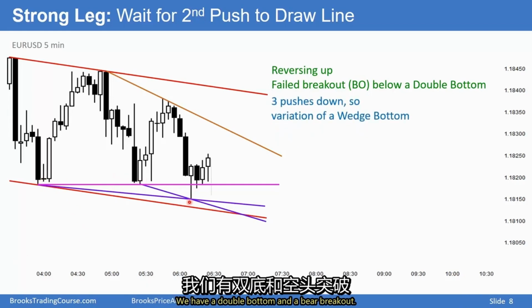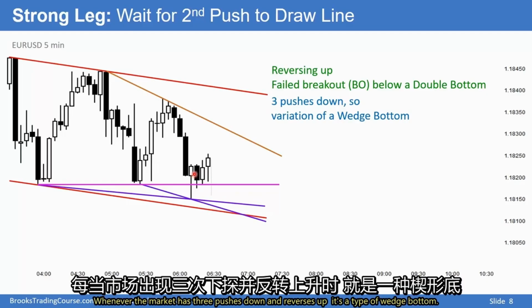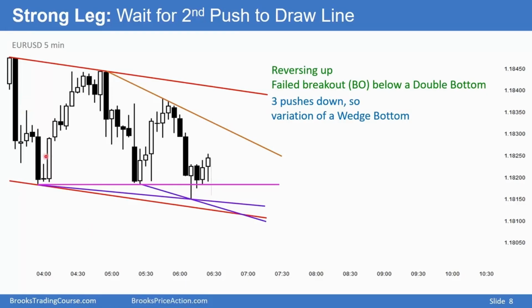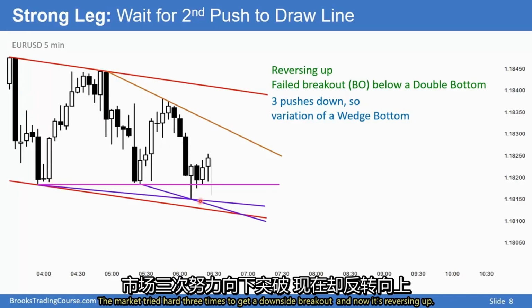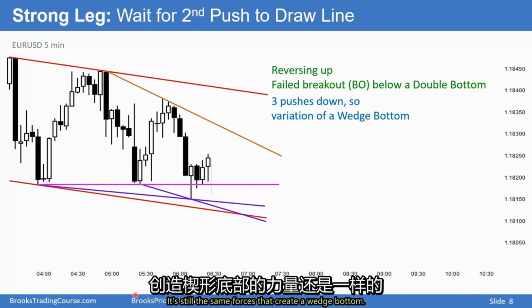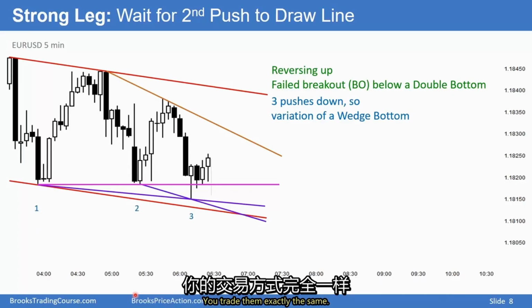We have a double bottom and a bear breakout. We have 3 pushes down, 1, 2, and 3. Whenever the market has 3 pushes down and reverses up, it's a type of wedge bottom. It does not matter that the second low is above the first low or above the third low. That's irrelevant. The market tried hard 3 times to get a downside breakout, and now it's reversing up. It does not matter even if it's not a wedge shape. It's still the same forces that create a wedge bottom. So I think of a failed breakout below a double bottom as a type of wedge bottom. You trade them exactly the same.